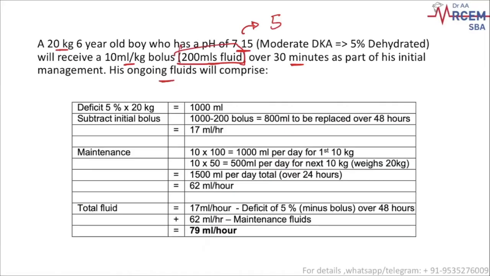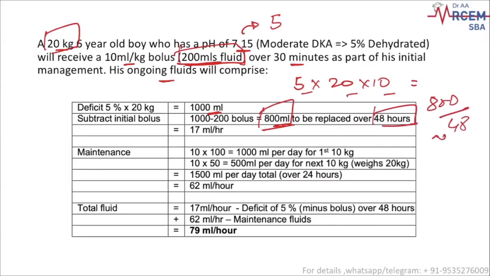As part of the initial resuscitation, his ongoing fluid will comprise the following. So how do we calculate? First, let us calculate the deficit. Deficit is 5 into the kgs, the weight they have given, that is 20, into 10. How much will it come to? If you multiply 5 into 20 into 10, it will be 1000 ml. Then from this, we need to subtract the 200 ml rapid bolus you have given. It will come to, sorry, 800 ml. This 800 ml needs to be given over 48 hours. So 800 divided by 48, approximately it will come to 17 ml per hour.